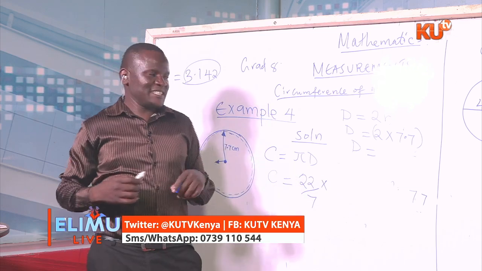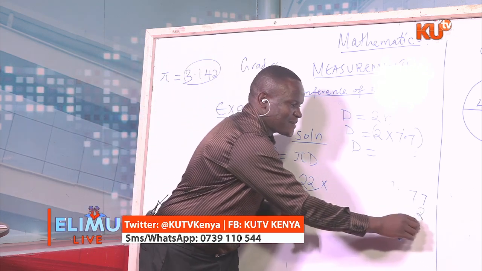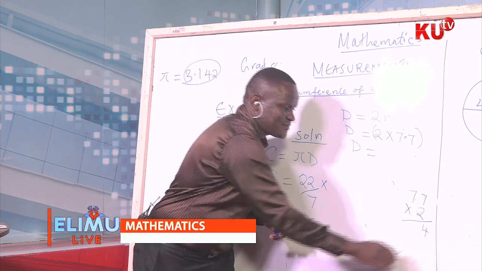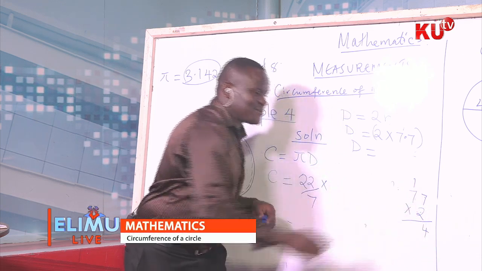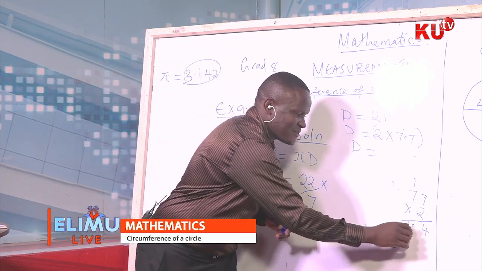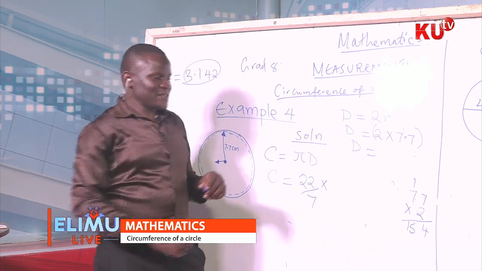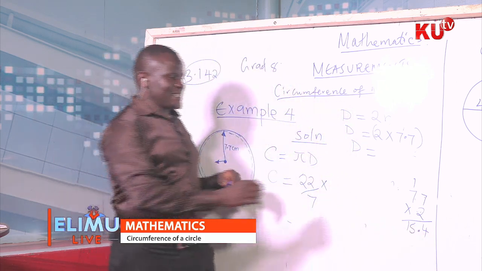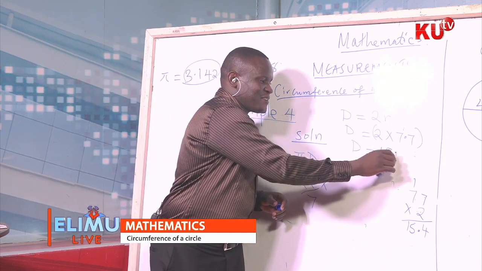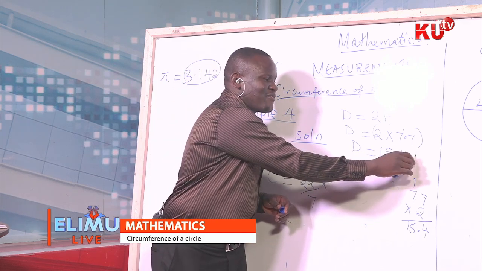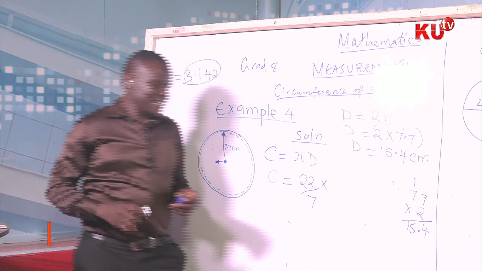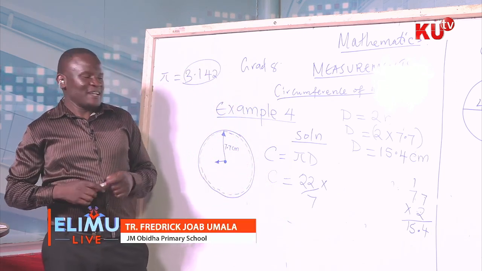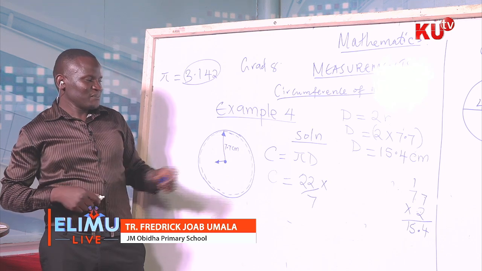77, we have dropped the decimal point. Let's multiply by 2. 7 times 2, 14. We carry 1. 7 times 2, 14 plus 1, 15. Let's introduce our decimal point. There we are. So our diameter will be 15.4 centimeters. So back to our formula.